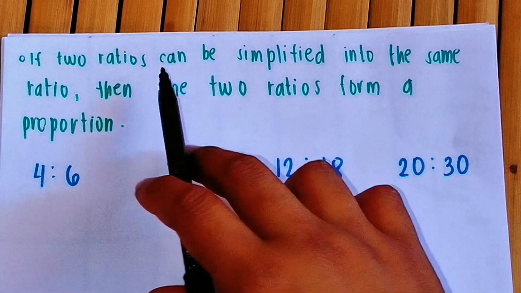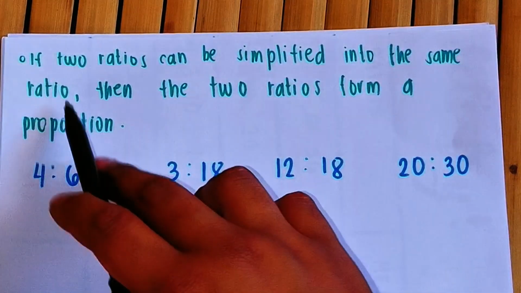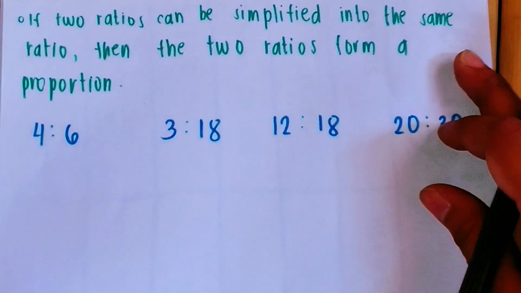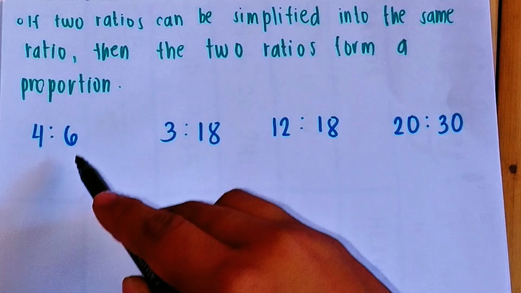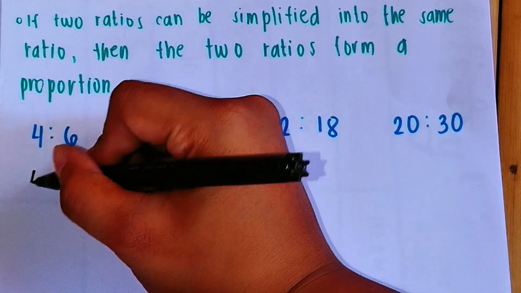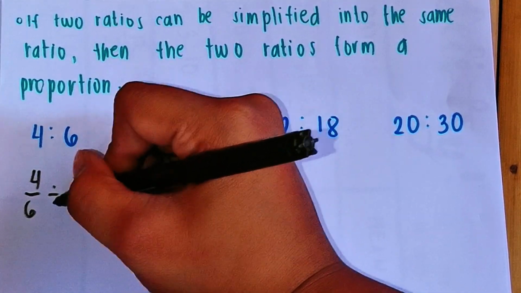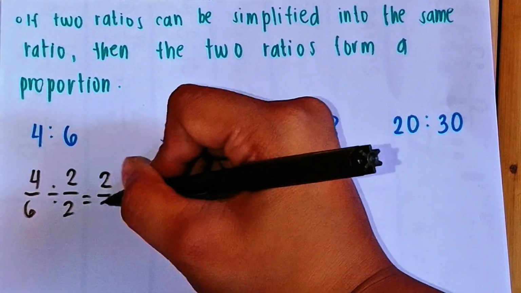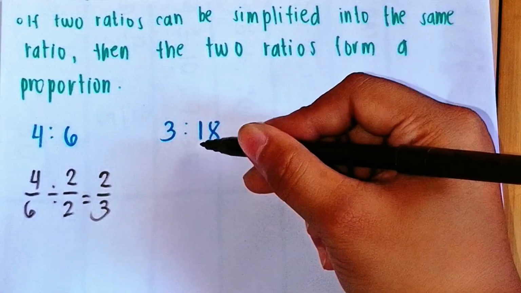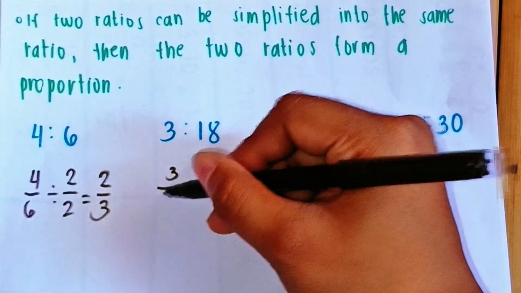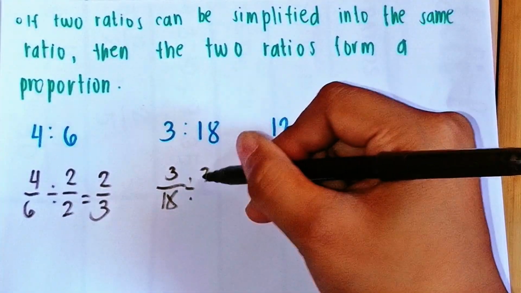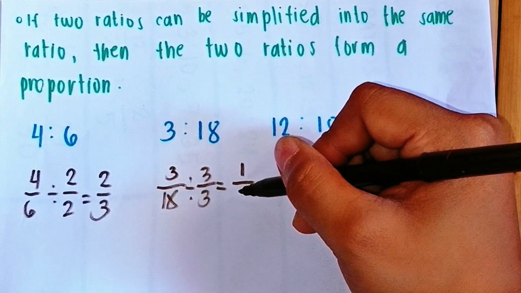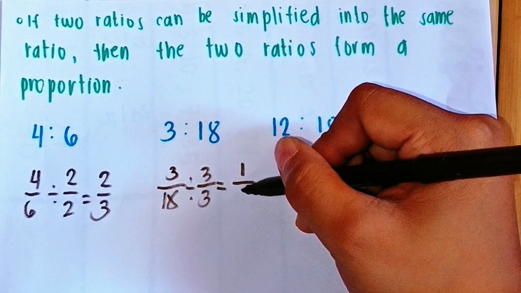Now, if two ratios can be simplified into the same ratio, then the two ratios form a proportion. So let's have an example here. 4 is to 6. We can simplify it. We can divide it by 2. So we will get 2 over 3. And we have here 3 is to 18. We can divide it by 3 itself. And we will have 1 over 6.